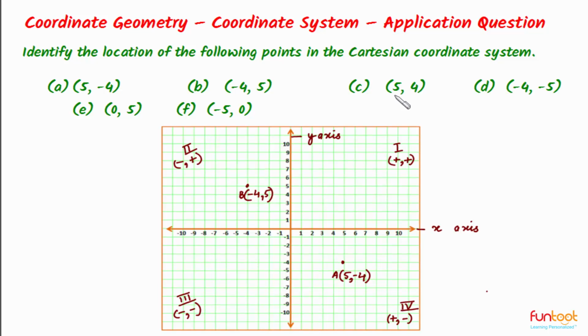Then we have C, (5, 4). Both x and y coordinates are positive, so it will lie in the first quadrant. So this is point C, (5, 4).